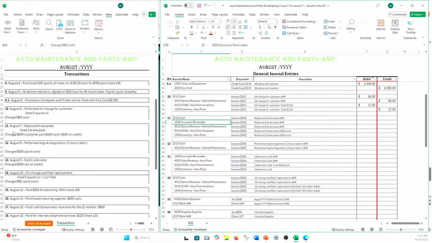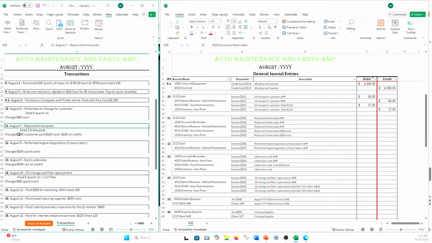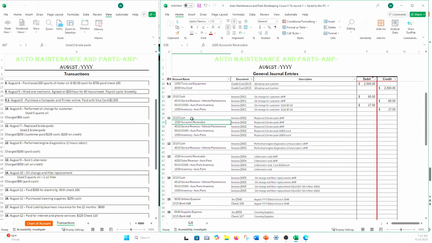Let's see what number 11 says. It says that we replace a brake pad and we use 2 brake pads. Okay, perfect. So also they say that we charge the customer 250, but the customer pays 150 in cash, and we give them $100 credit. So in other words, we just provide them a certain period of time to pay us the $100.